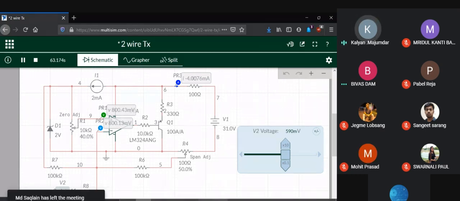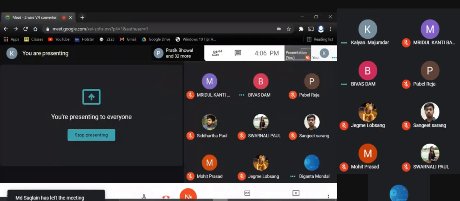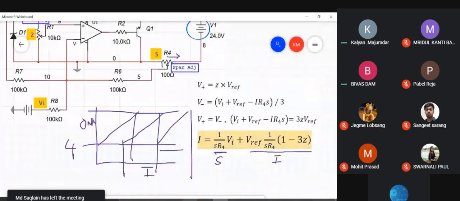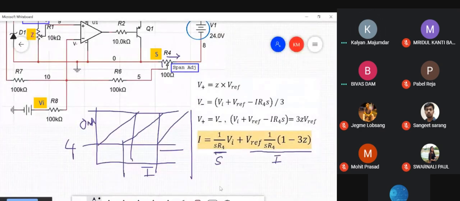Going back to the equation. If you look at this particular equation, what we change is Z. So if we change Z, the intercept changes. The actual physical meaning of the intercept changing is that initially, giving 0 millivolt, the I value was 4 milliamperes. Now after changing Z, we find that giving 590 millivolts, the I value is 4 milliamperes. Why? Because the value of Z has been altered.